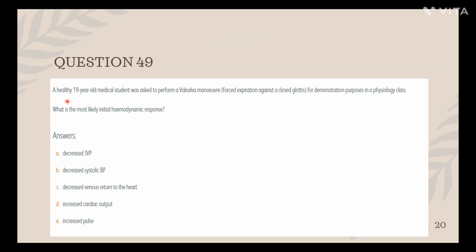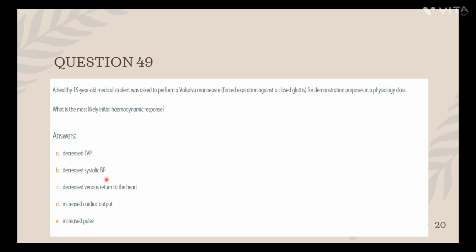Next question: a healthy 19-year-old medical student was asked to perform a Valsalva maneuver, which is forced expiration against a closed glottis, for demonstration purpose in a physiology class. What is the most likely initial hemodynamic response? So when there is Valsalva maneuver, there is increased intrathoracic pressure. So what happens when there is increased intrathoracic pressure? The right-sided cardiac filling reduces.